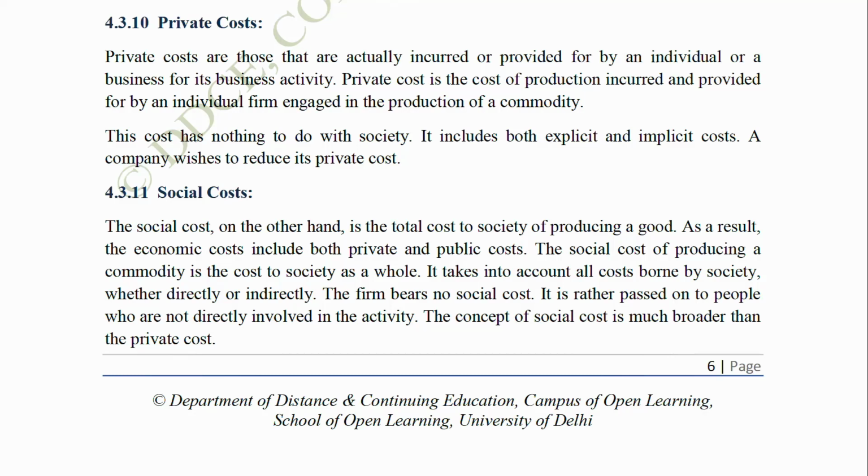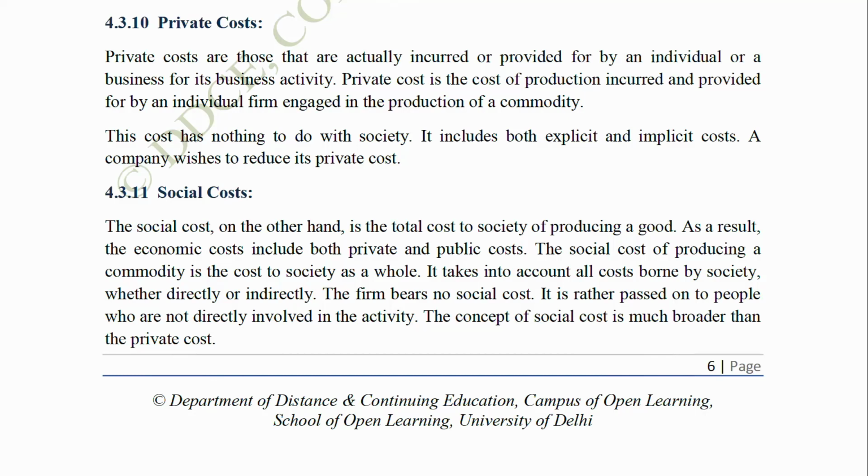4.3.11 Social costs. The social cost, on the other hand, is the total cost to society of producing a good. As a result, the economic costs include both private and public costs. The social cost of producing a commodity is the cost to society as a whole. It takes into account all costs borne by society, whether directly or indirectly.